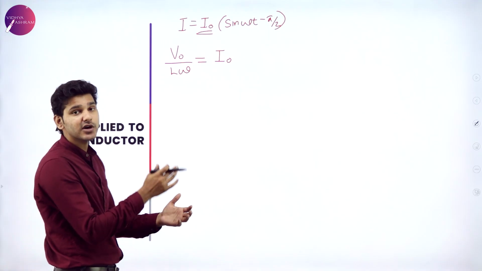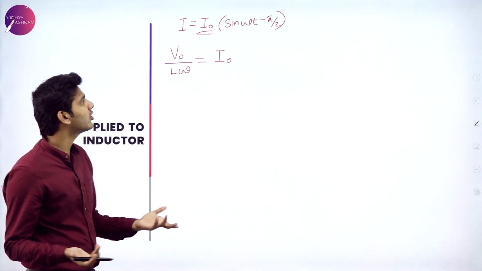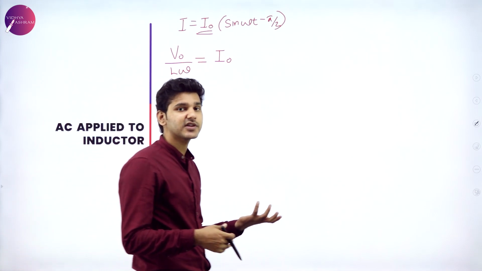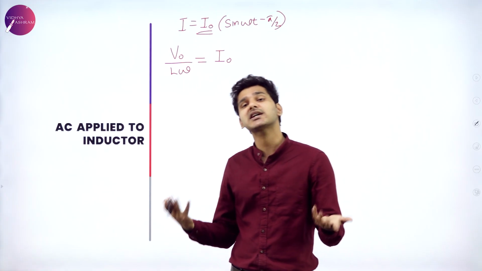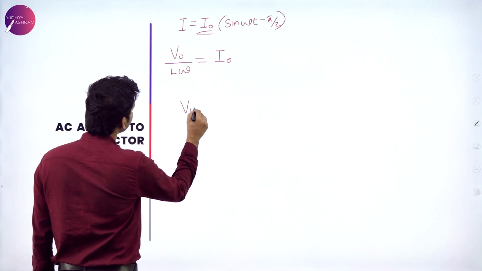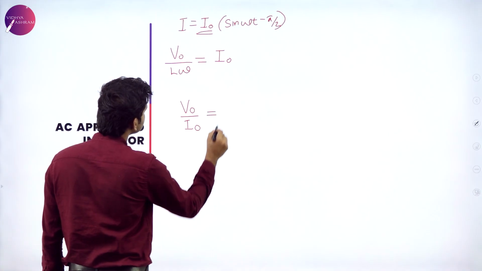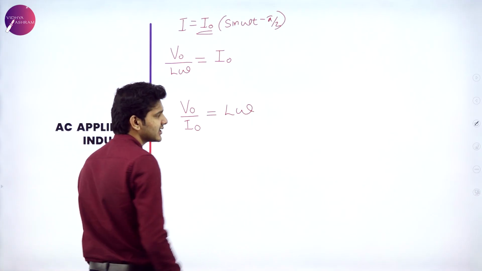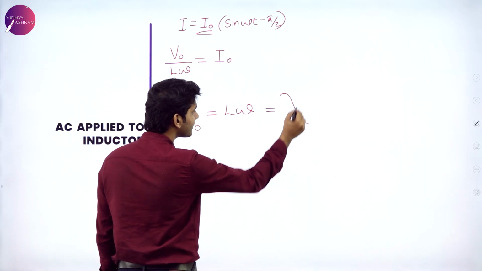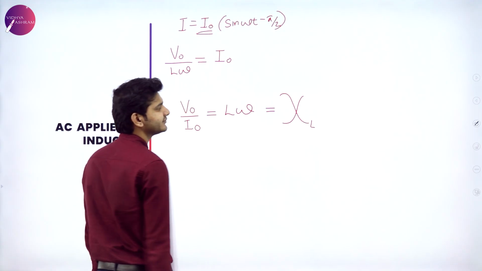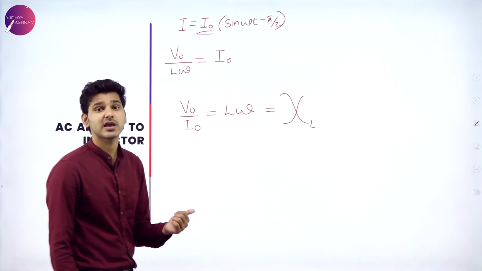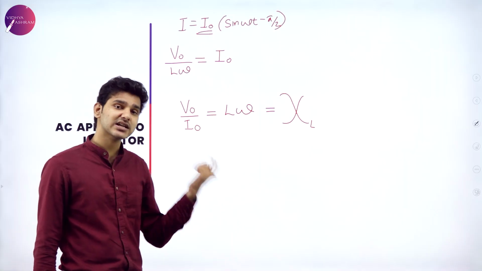From this, again we are going to apply nothing but Ohm's law. We know that V naught by I naught is nothing but the reactance, or simply the resistance, of that circuit. Here it is purely inductive reactance, the resistance offered by the inductor. So V naught divided by I naught is equal to L omega, the reactance offered, and that can be written as chi L. This is known as inductive reactance. There it was known as capacitive reactance, and here it is known as inductive reactance.